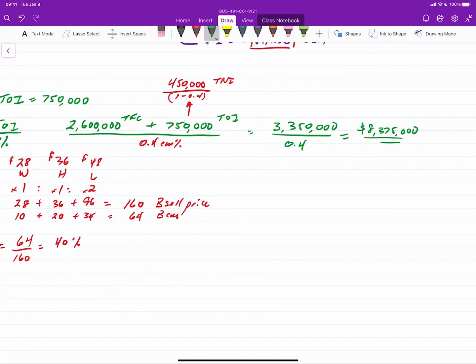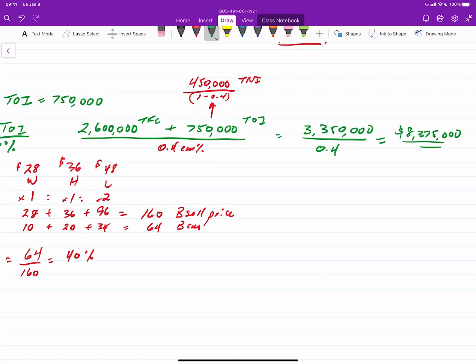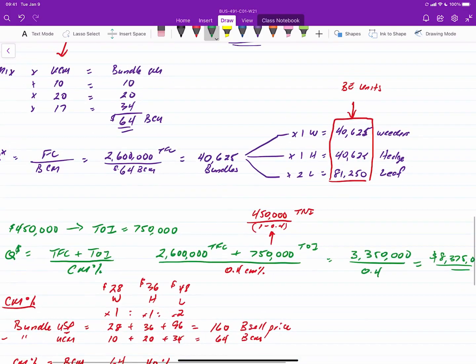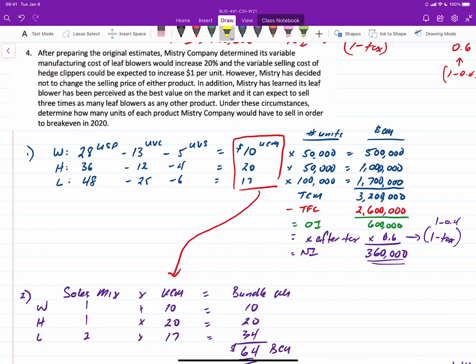which would translate into a target net income of $450,000. And now we'll look at requirement 4, our last requirement for this problem. After preparing some estimates, the company determined that its variable manufacturing cost for leaf blowers would increase by 20%, and the variable selling cost of hedge clippers would decrease by $1 per unit. They decided not to change the selling price of either product. It has learned its leaf blower is perceived as the best value and expects to sell 3 times as many leaf blowers as any other product.